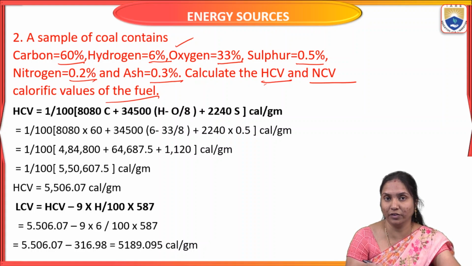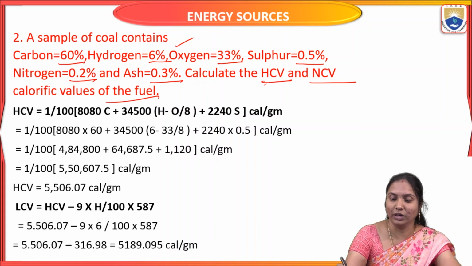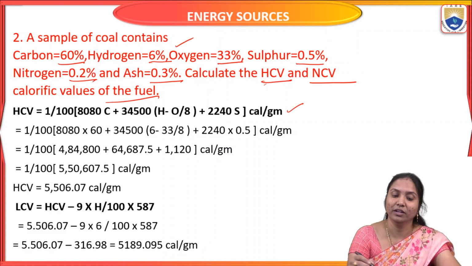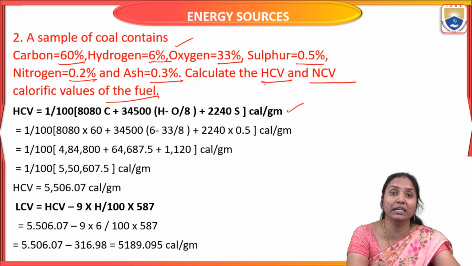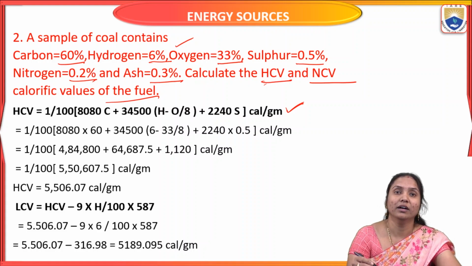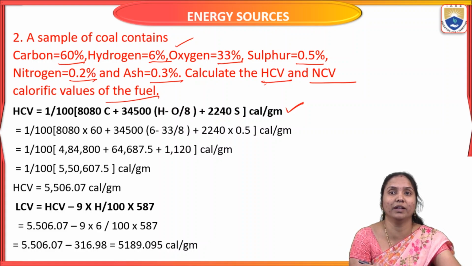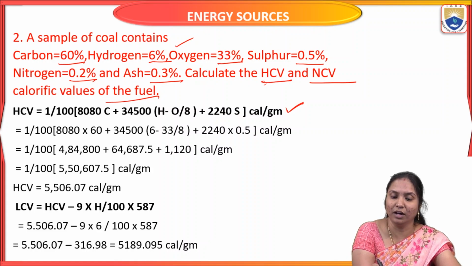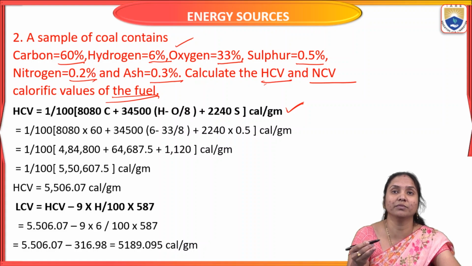Now you can calculate the high calorific value. What formula do we use? According to Dulong's formula, HCV equals 1 by 100 into 8080 carbon plus 34500 H minus O by 8 plus 2240 sulfur calorie per gram. This is the formula used for determination of the high calorific value of fuel. Now substitute how much carbon, hydrogen, oxygen and sulfur is present in this coal sample into the formula.